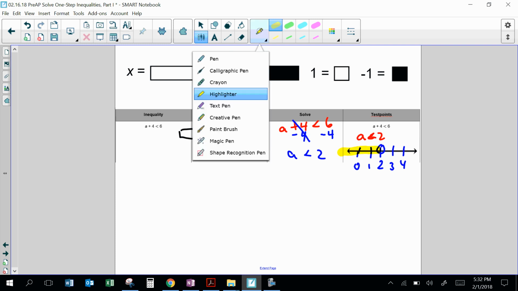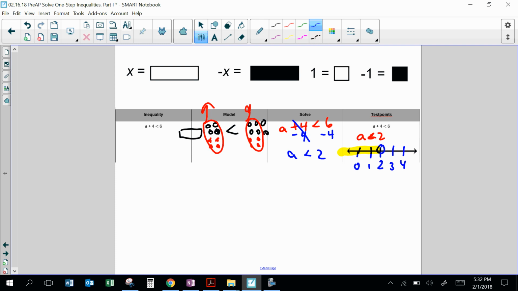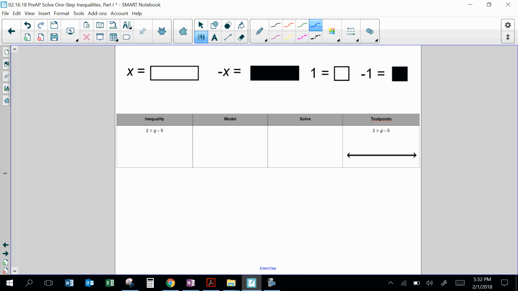Test points mean let's check our work. Let's plug in a 1 and 0. What's 1 plus 4? 5. Is that less than 6? Yep, it works. So 1 plus 4 is 5, which is less than 6. It works. Next one. Using algebra tiles, can you represent 2 is greater than g minus 5?